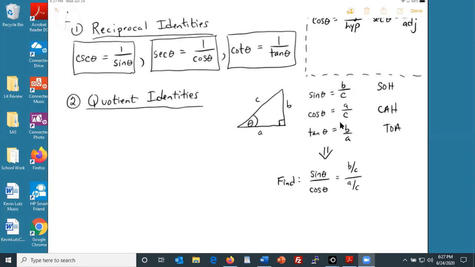Now you do have to remember a little fraction math to do these. So remember, when you divide 2 fractions, you divide by A over C, or remember the rule, you multiply by its reciprocal. So we're going to be multiplying by the reciprocal of the denominator, which is C over A. The C's cancel out, and we get B over A.